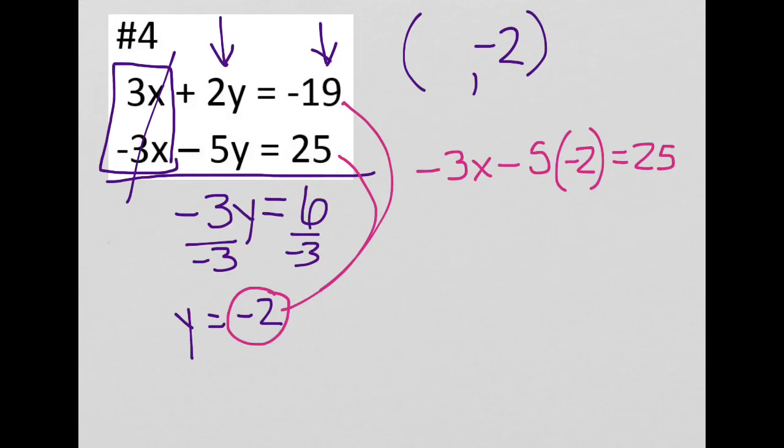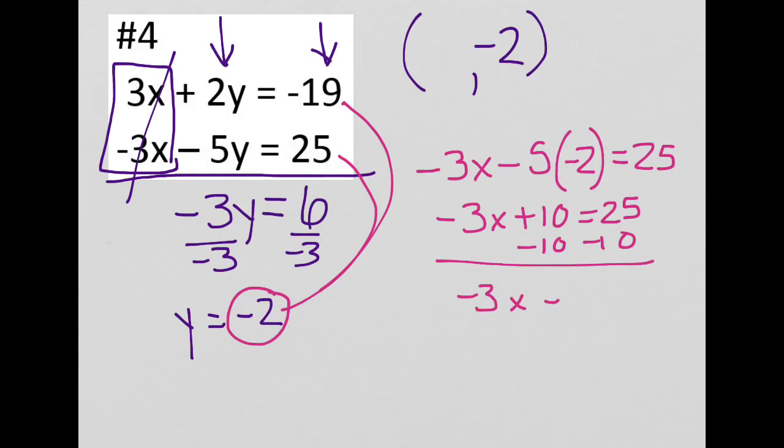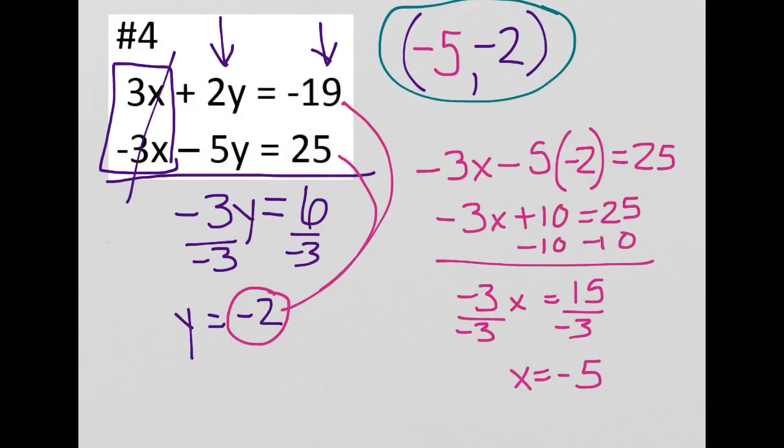I'm going to multiply negative 5 times negative 2, and that gives me positive 10. And if I keep solving to get x, I'm going to subtract this 10 from both sides. That tells me that negative 3x equals 15. And now if we divide by negative 3, we get that x equals negative 5. So we have found that our x coordinate for this point where these two lines cross is at negative 5. And that's our answer. This entire point right here is the answer, with x equals negative 5 and y equals negative 2.